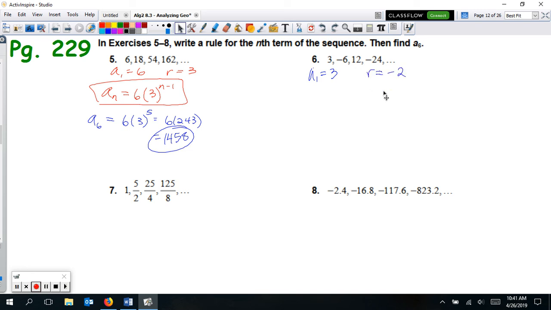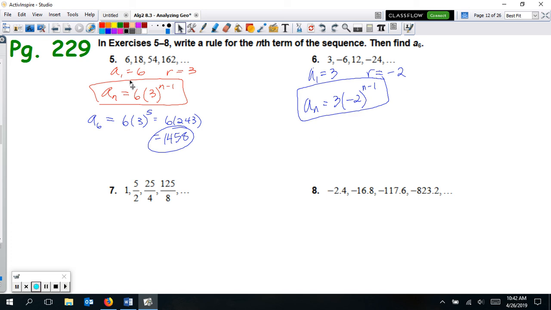So again, we're going to plug it in. So just like this, a of n, we're going to start with the first term, our positive 3 here. Negative 2 is going to be the one in the parenthesis. So it's going to look like that. 3 times negative 2 in the parenthesis, with n minus 1 as the exponent. That's our rule. For this one, it's an exponential rule now.